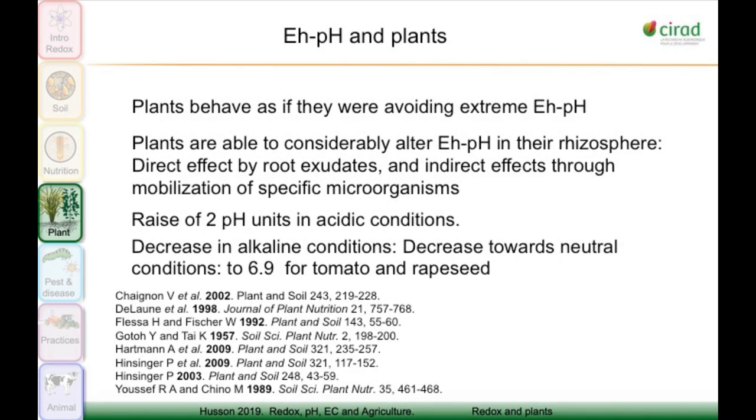So the plants behave just as if they were avoiding extreme EH and pH. So they can change the pH in the rhizosphere, not only because of iron deficiency or something like this. There's possibility to alter the pH. It can be up to 2 pH units in acidic condition. And all the time, it brings it back to 6.5 to 7, okay, around slightly acidic to neutral pH.